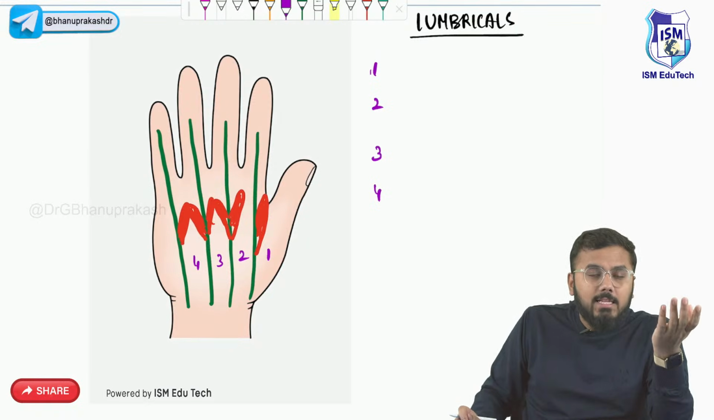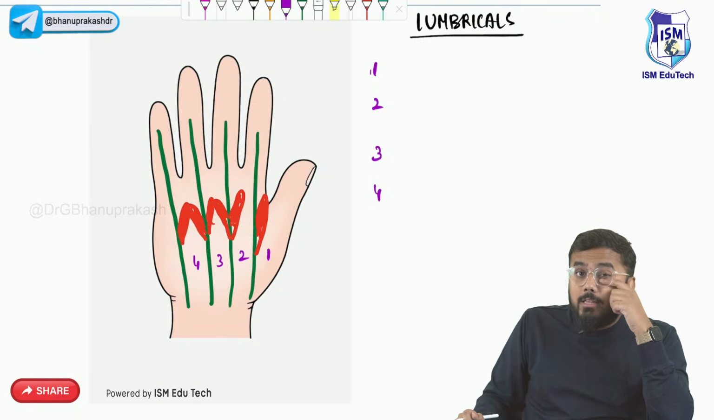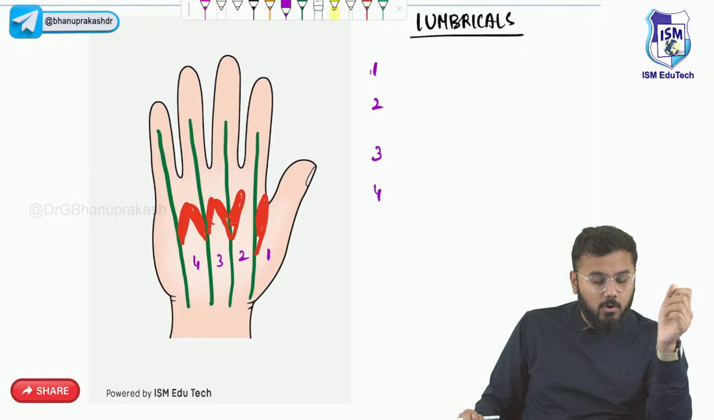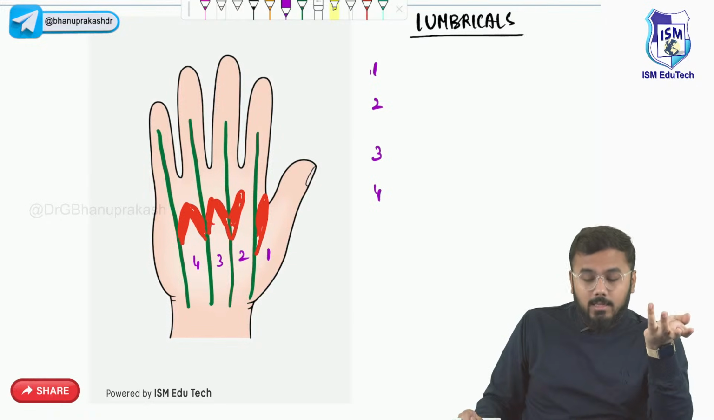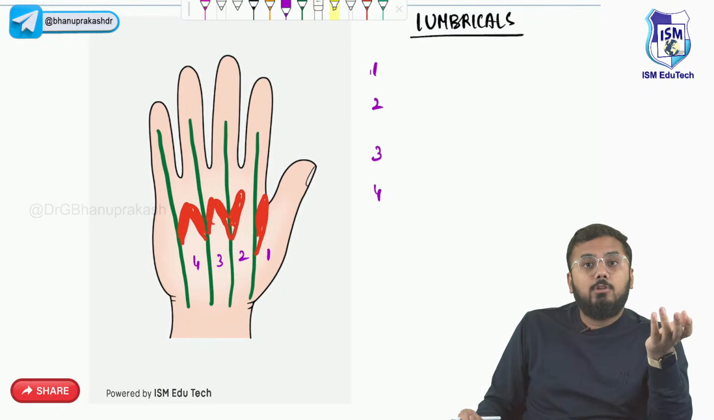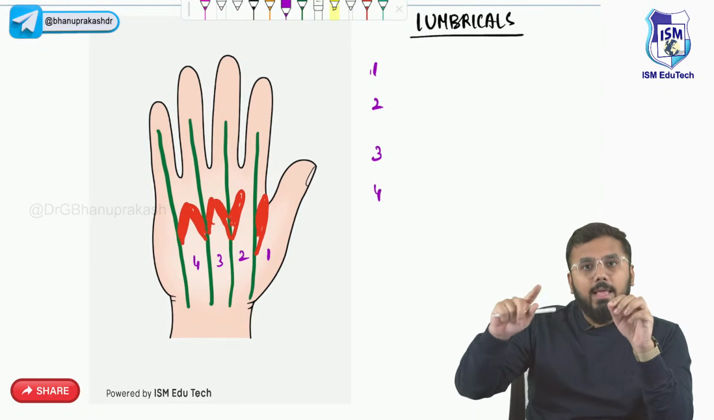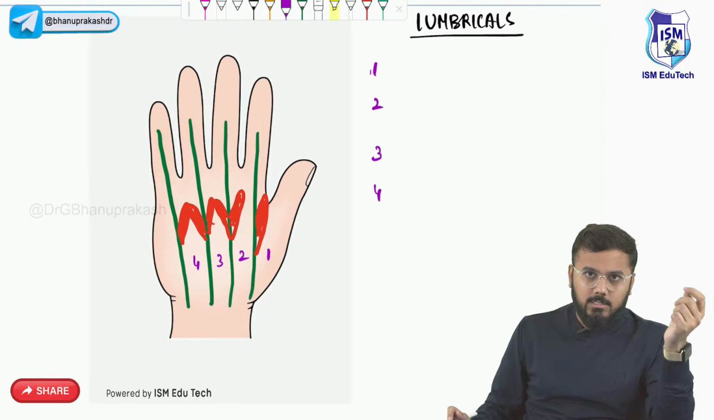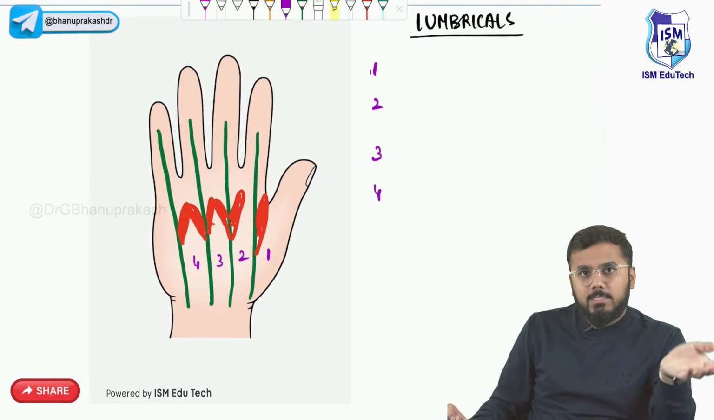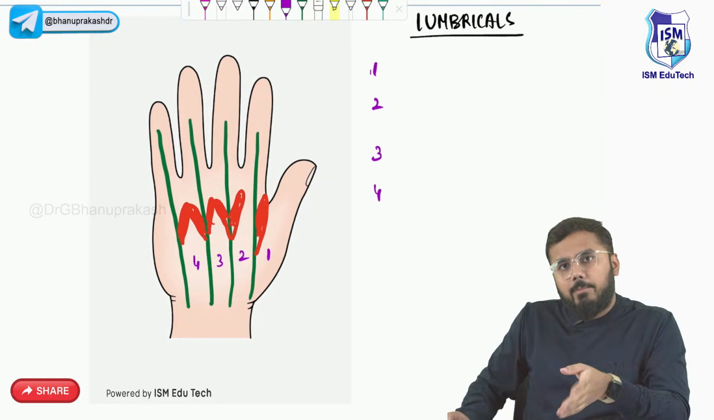Why are they called lumbricals? Because all of you know that we have a parasite named Ascaris lumbricoides, right? That is a worm basically. So these are worm-like muscles, that is why they are called lumbricales. Ascaris lumbricoides-like muscles, so we call them lumbricales.